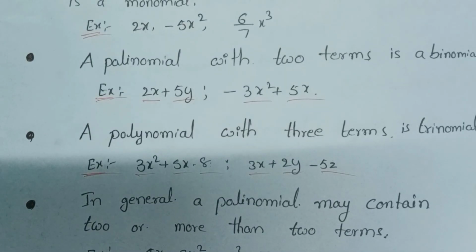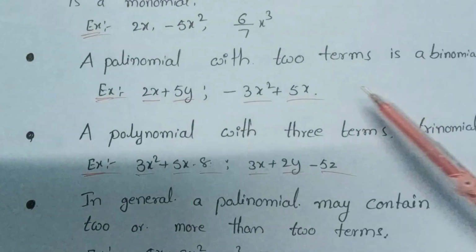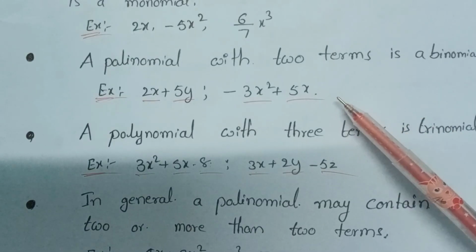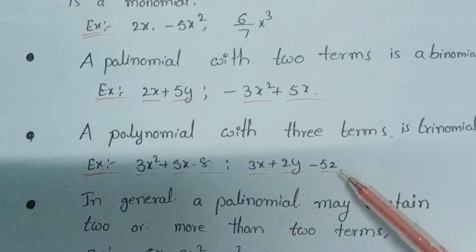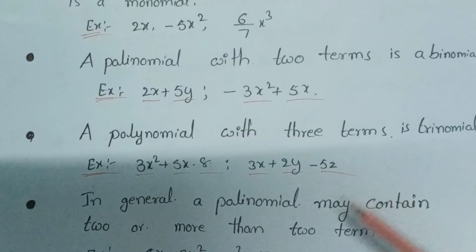More than 2. 1, 2, 3, 4. Here given 4 terms are there. This is the multinomial polynomial. A single term is a monomial polynomial. 2 terms, that is binomial. 3 terms are there, that is trinomial. More than 3, that is multinomial.